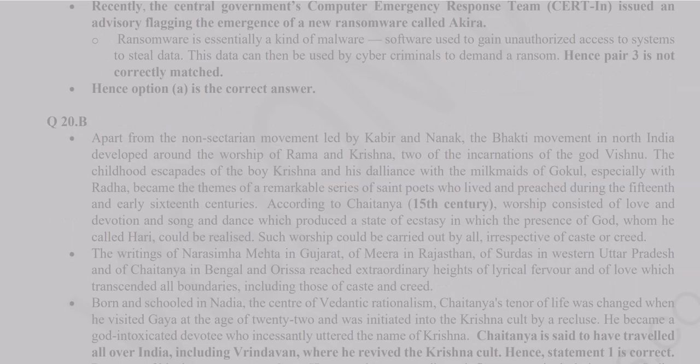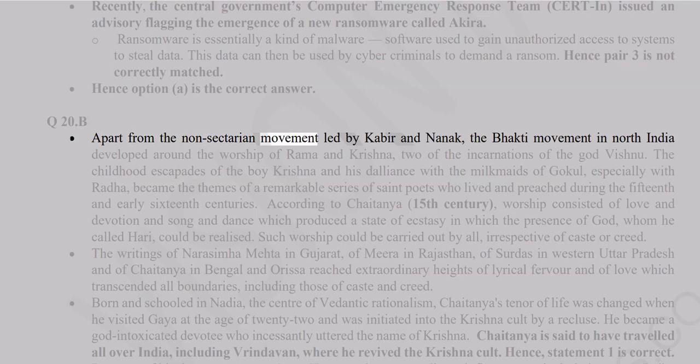Recently, the central government's Computer Emergency Response Team, CERT-In, issued an advisory flagging the emergence of a new ransomware called Akira. Ransomware is essentially a kind of malware, software used to gain unauthorized access to systems to steal data. This data can then be used by cybercriminals to demand a ransom. Hence, pair 3 is not correctly matched. Hence, option A is the correct answer.